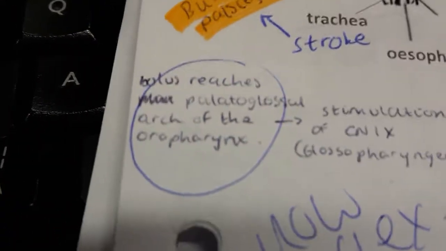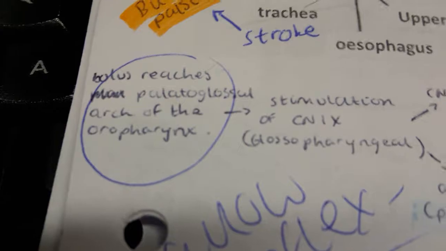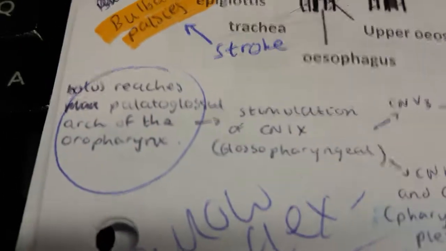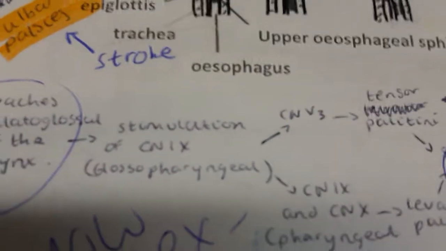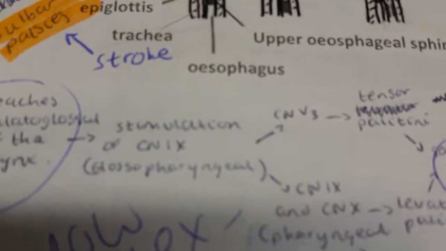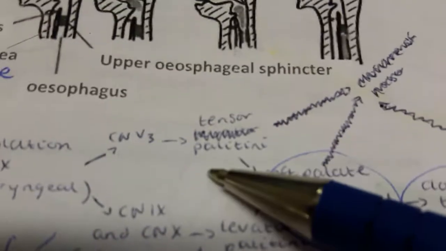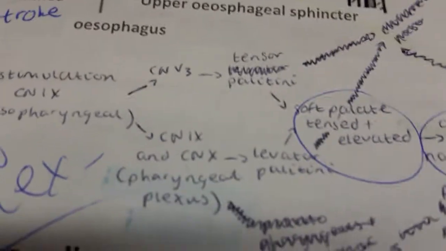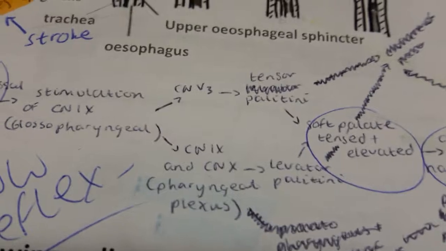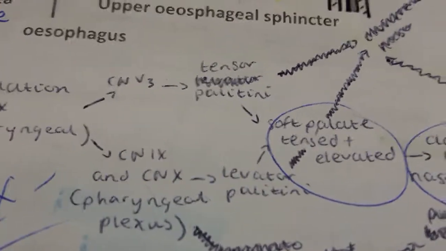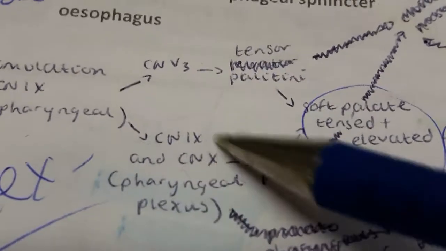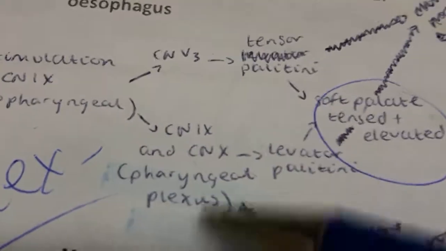So, in terms of innervation, when the bolus of food reaches the palatoglossal arch of the oropharynx, it stimulates the glossopharyngeal nerve, cranial nerve 9. And this results in stimulation of the mandibular branch of the trigeminal, which is CN V3, which stimulates the tensor veli palatini. And it stimulates the pharyngeal plexus, which is cranial nerves 9 and 10. The pharyngeal plexus is pretty important in the swallow reflex because it innervates quite a lot of the muscles required.